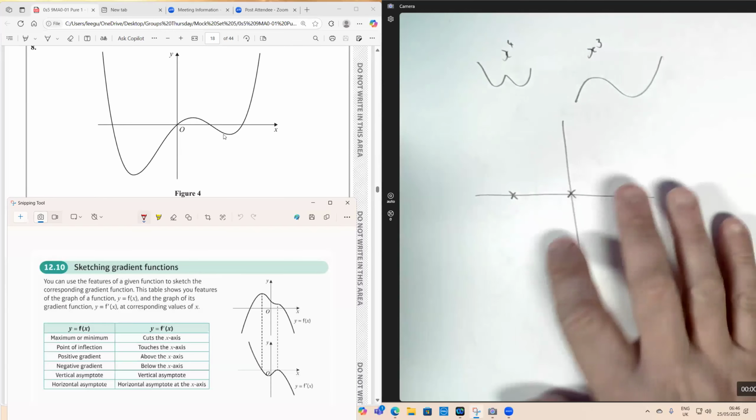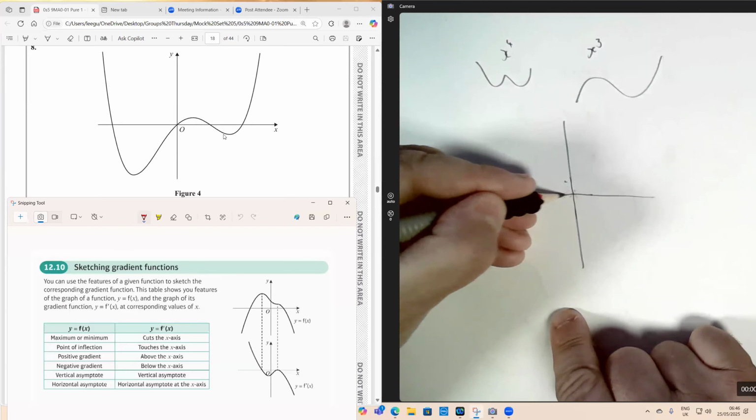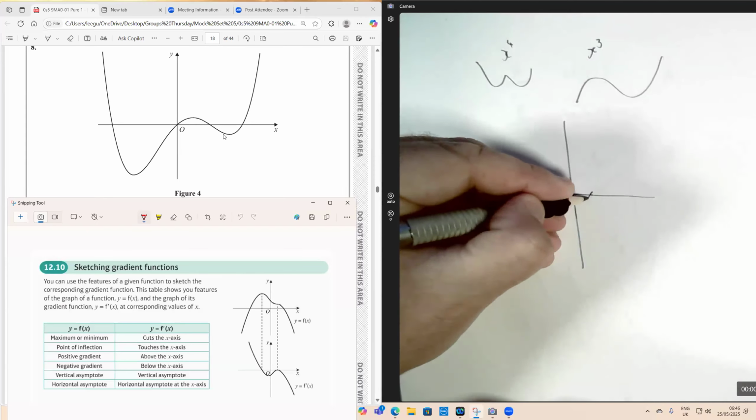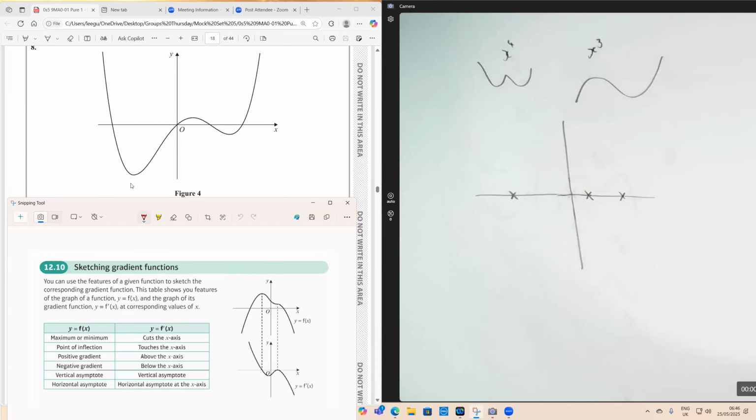Oh no, sorry, that's not a turning point at the origin. Let's get rid of that one. Okay, the other turning point, sorry, is just to the right of the origin here. And then we've got another turning point there. Okay, so we've dealt with that one there, this one here, and this one here. So we're cutting the x-axis at those 3 points.